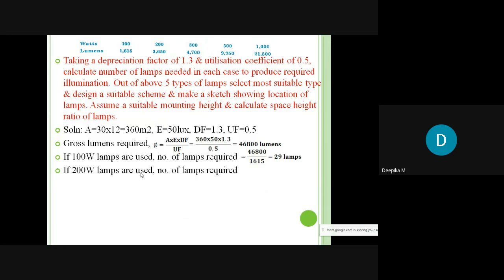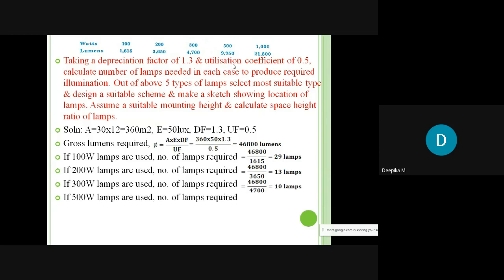If 200 watt lamps are used, then how many lamps are required? It is nothing but 46,800 divided by 3,650. So therefore we will get 13 lamps. If 300 watt lamps are used, then again 46,800 divided by 4,700, you'll get 10 lamps. Again, if 500 watt lamps are used, then 46,800 by 9,950, you'll get 5 lamps. Then if 1000 wattage lamp is used, then you'll get 2 lamps.